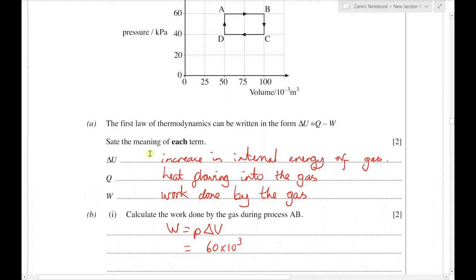We mustn't forget the multiplying factors on the axes of the graph. And the change in volume, well, the volume has increased from 50 to 100, so it's 50 times 10 to the minus 3. Again, a multiplying factor here. Those bits cancel. 50 times 60 gives us 3,000 joules. And this will be a positive answer because the gas is expanding, and when gases expand they do work.